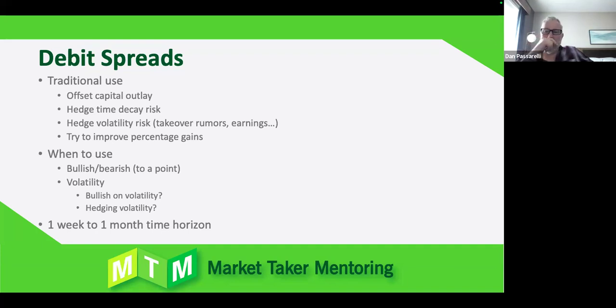So debit spreads are good for small directional plays. When do I use it? When I'm bullish or bearish to a point. Sometimes when I'm bullish on volatility, sometimes when I'm hedging volatility, we'll talk more about that in a second. And it's the same thing. I typically want a 1 week to 1 month time horizon. With debit spreads or credit spreads, I want to plan the expiration date to my time horizon.